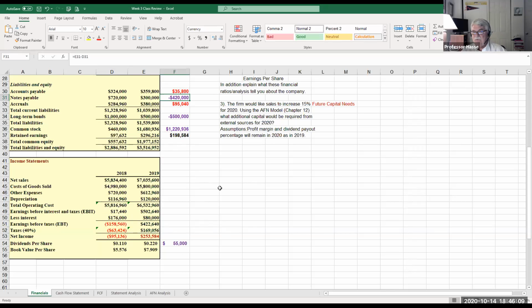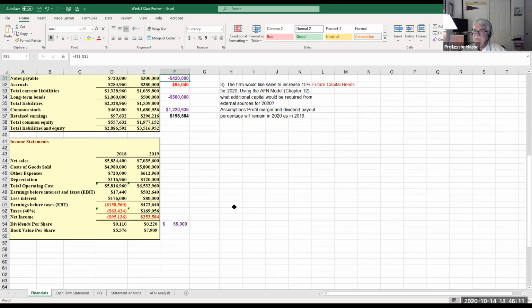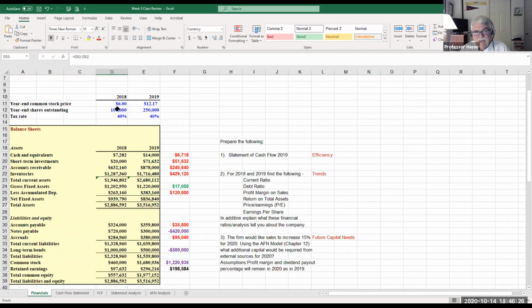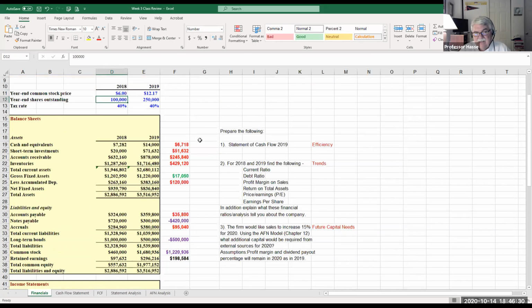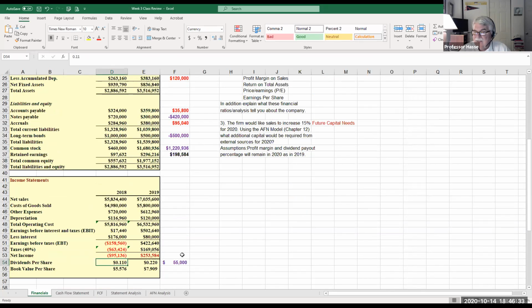And the income statement also tells us that this company pays dividends. They lost $95,000 in 2018, but they still paid 11 cents a share in dividends. How many dividends did they pay? Well, if they have 100,000 shares of stock outstanding in 2018 at 11 cents a share, that means they paid $11,000 in dividends. Even though they lost money, they paid a dividend.